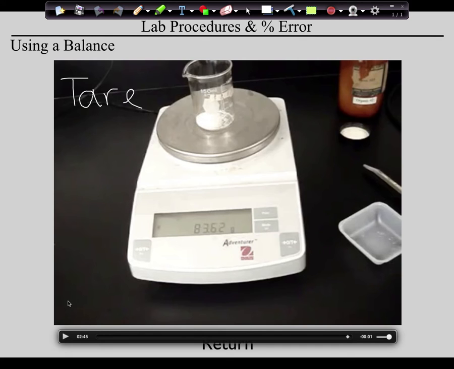You will actually have your own balances at your tables. So you'll have plenty of opportunity to get access to these. Is that okay? No questions there?